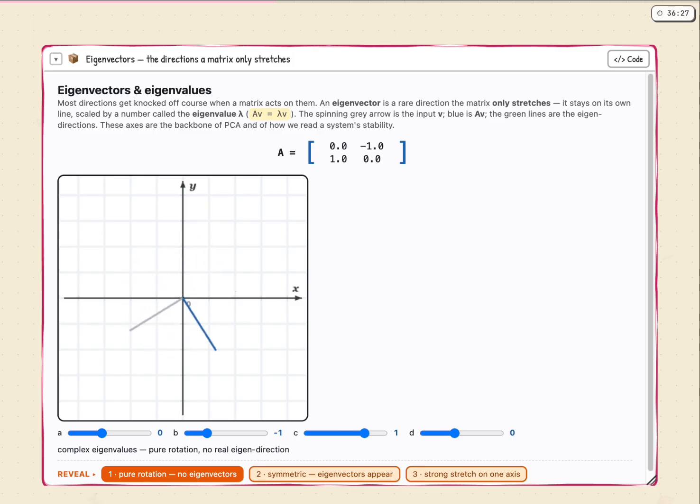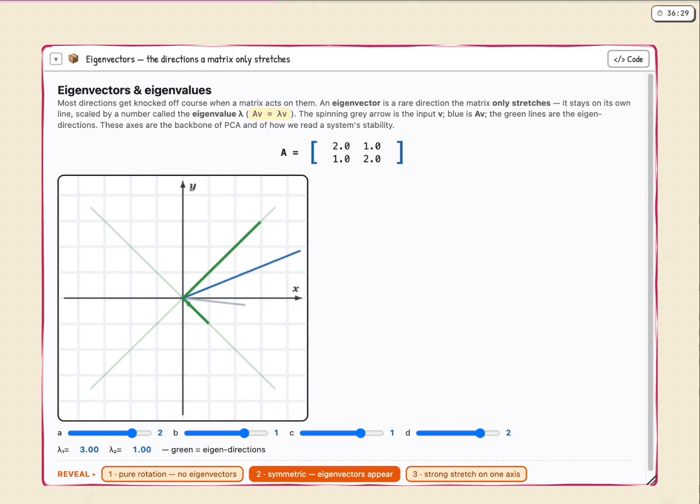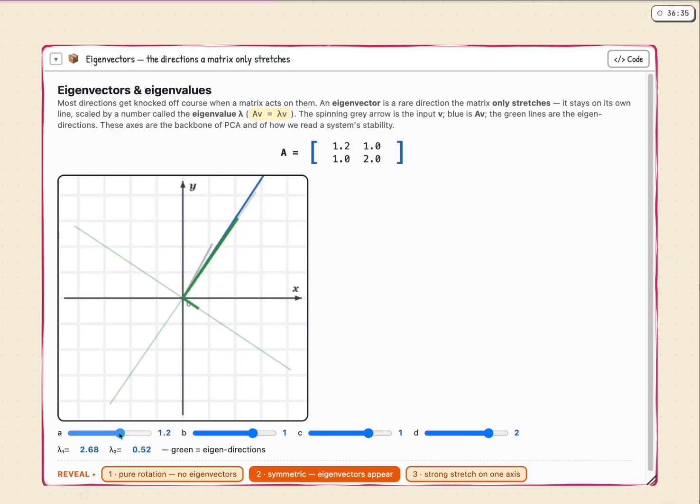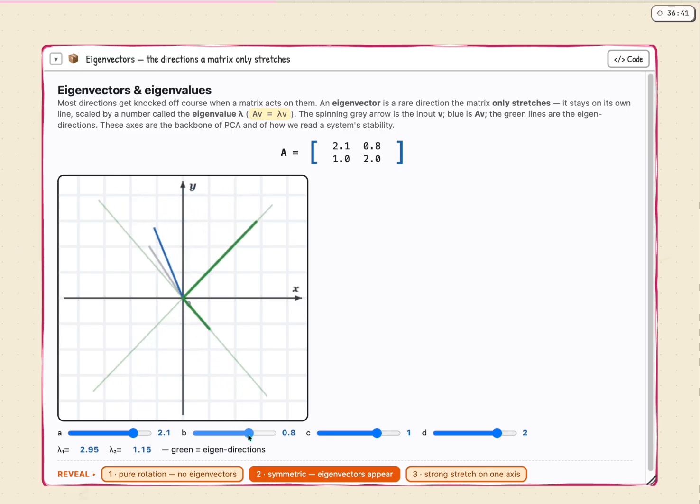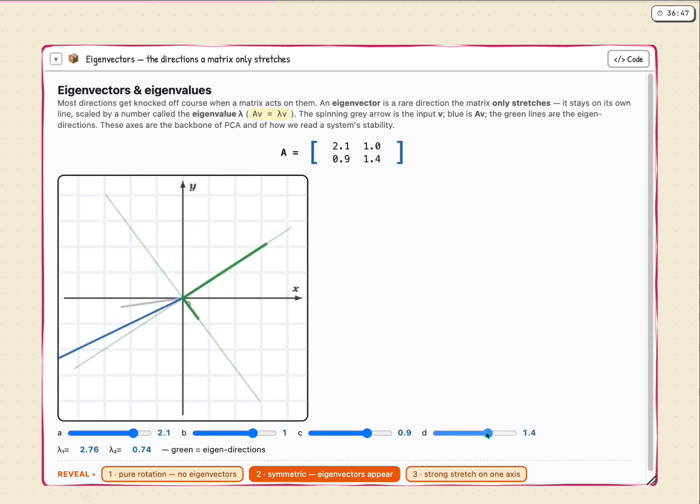As the matrix becomes more stretch-like, the green eigenvectors emerge. Those stable axes snap back into existence, and you can see the arrow lock onto them. Those are the skeleton of the transformation. They are the axes the matrix is secretly built around. Why care? Eigenvectors are how we find the natural axes hidden inside data and inside systems.